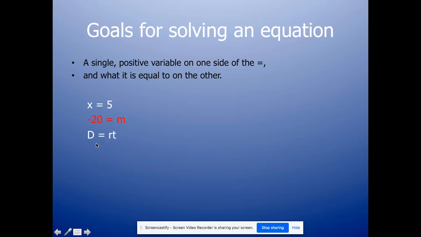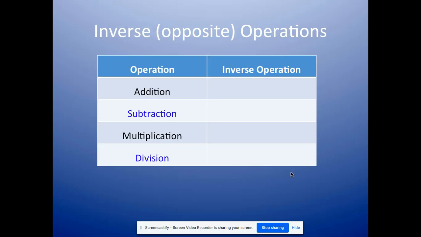A third example, these are called literal formulas. And we solved this literal formula for D. So D is equal to RT. And each one of these different letters stands for a word. So this one stands for distance is equal to rate times time. And that would allow you to plug some values in and figure some things out mathematically. Again, I want to reiterate, the equal sign is the middle of every equation, no matter where it is, because the left side is equal to the right side.